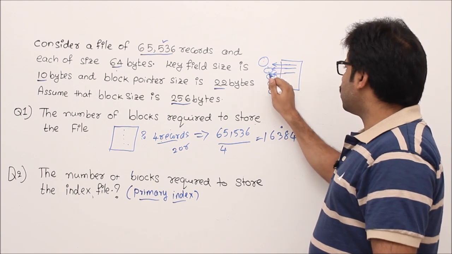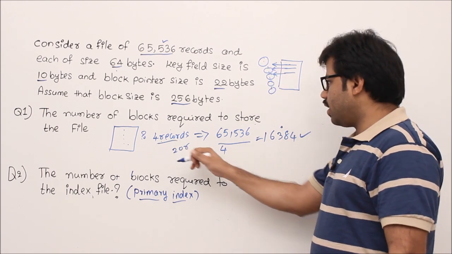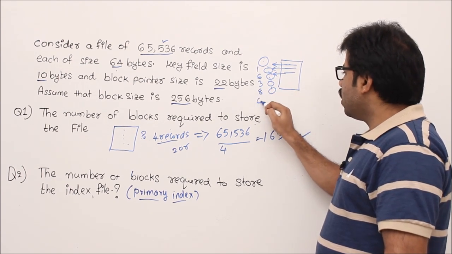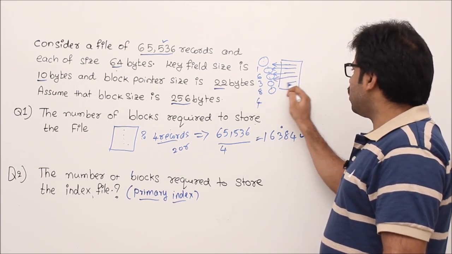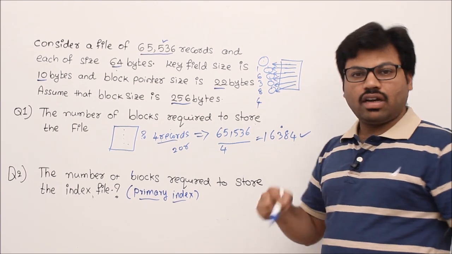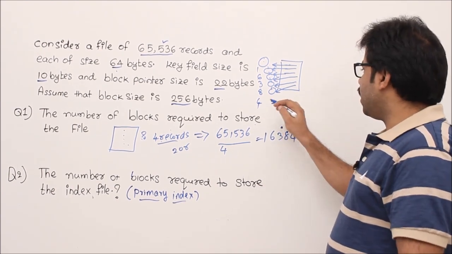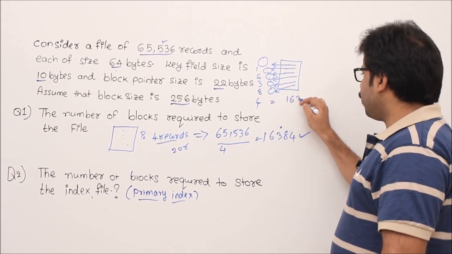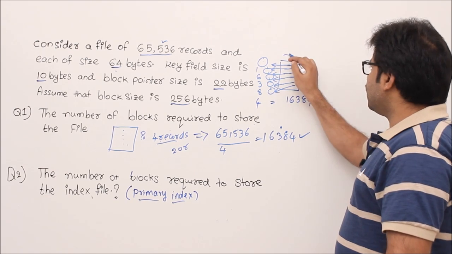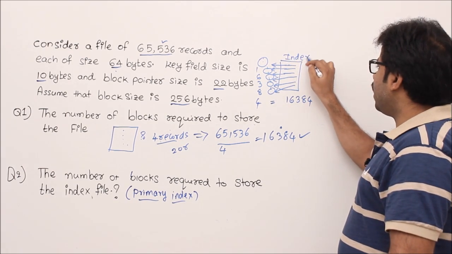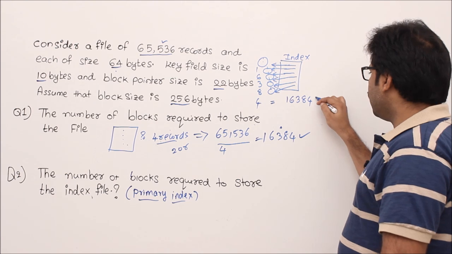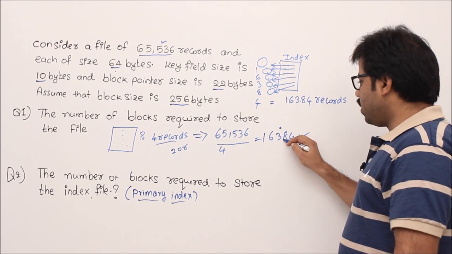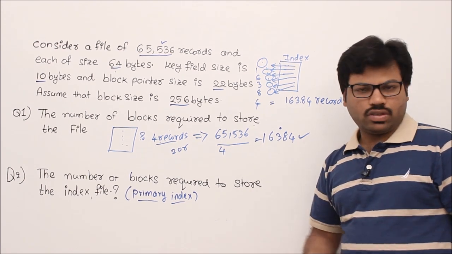Now these are all the blocks of your main file, and we already calculated that the main file has 16,384 blocks. Then there will be exactly 16,384 entries, as I already taught you. So the number of entries in the index file is 16,384. I can say this index is a file, correct? If you ask me the number of records in this index file, I say 16,384 records. It is directly one-to-one correspondent with the number of blocks of the original file.